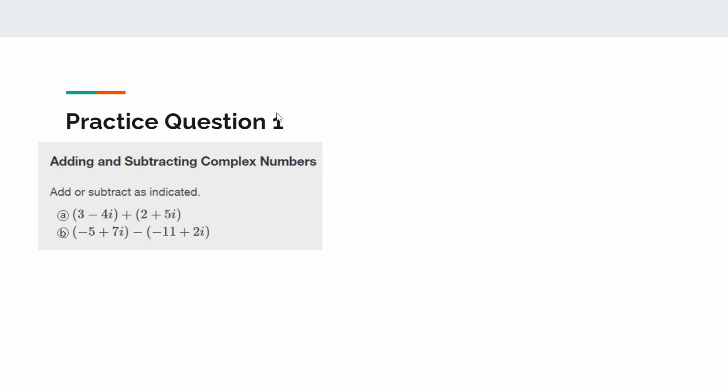Adding and subtracting complex numbers. So add or subtract as indicated. Question A: 3 minus 4i plus 2 plus 5i. Question B: negative 5 plus 7i minus negative 11 plus 2i. And I'll give you guys 30 seconds to work on this, starting from now.